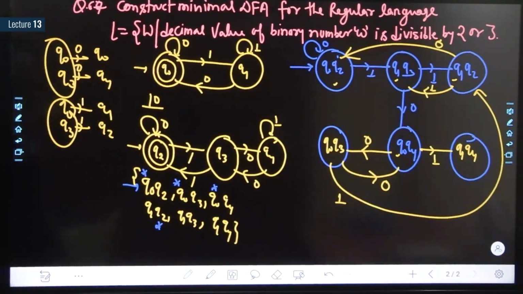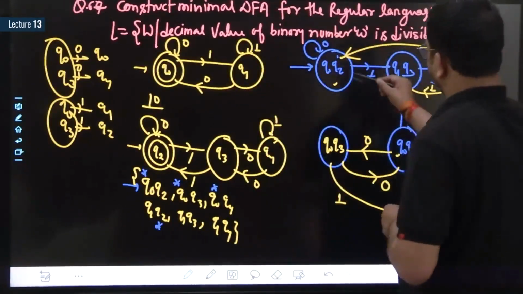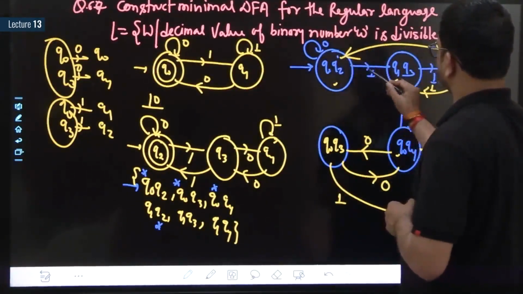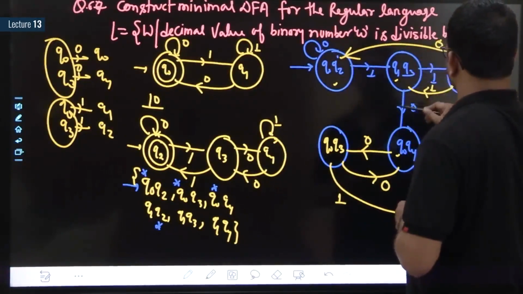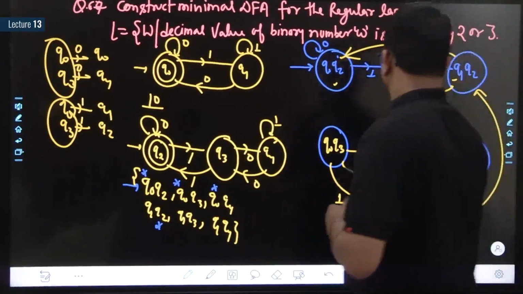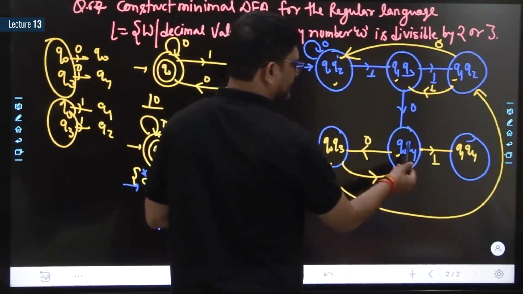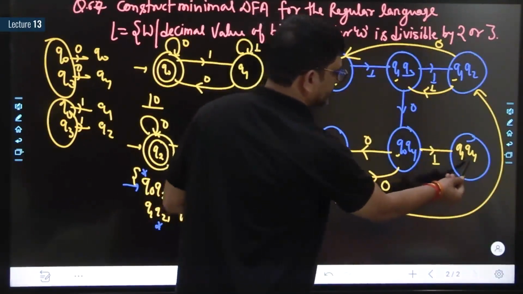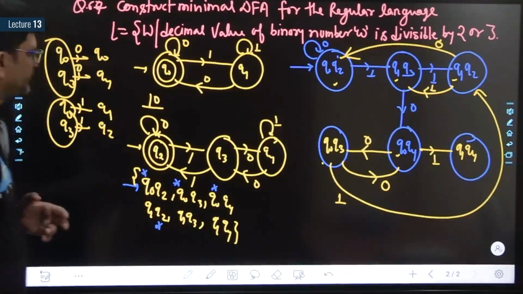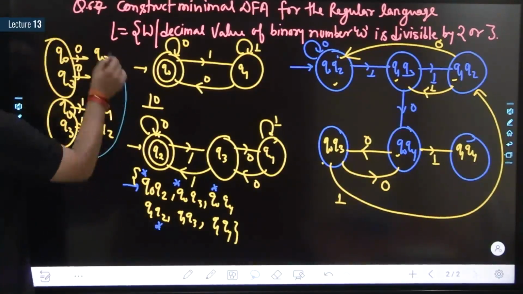Next is Q14. See, this state has two transitions, 0 and 1. This state has two transitions, 0 or 1. This is 0, this is 1. This state has two transitions, 0 and 1. This has 0, this 1. But Q14 is remaining. Now find out the transitions for Q14.